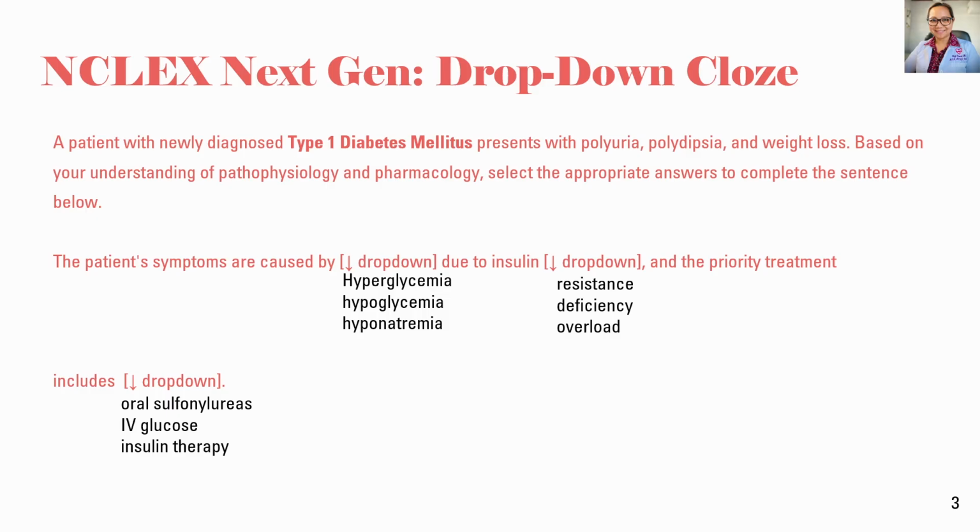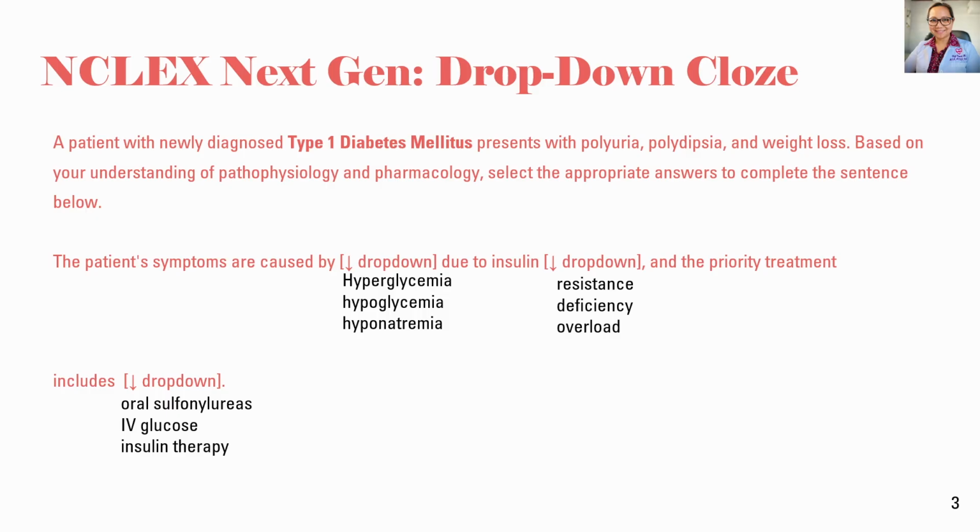So the question is, the patient's symptoms are caused by drop down 1, either hyperglycemia, hypoglycemia, or hyponatremia, due to insulin, and then drop down 2, resistance, deficiency, overload, and the priority treatment includes drop down 3, oral sulfonylureas, IV glucose, or insulin therapy. The correct answers: hyperglycemia for the first drop down, deficiency for the second drop down, and insulin therapy for the third drop down.